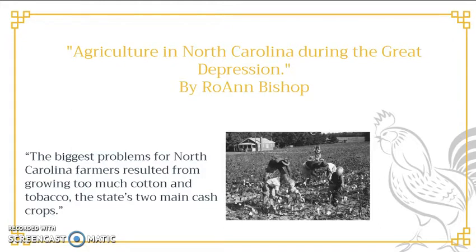An important quote from this journal article was, "The biggest problems for North Carolina farmers resulted from growing too much cotton and tobacco, the state's two main cash crops." This proves in my research that cotton was destroyed after the Great Depression. And this ties back into M.G. Mann and how he boosted farmers' morale during the time period 1953 to 1942.